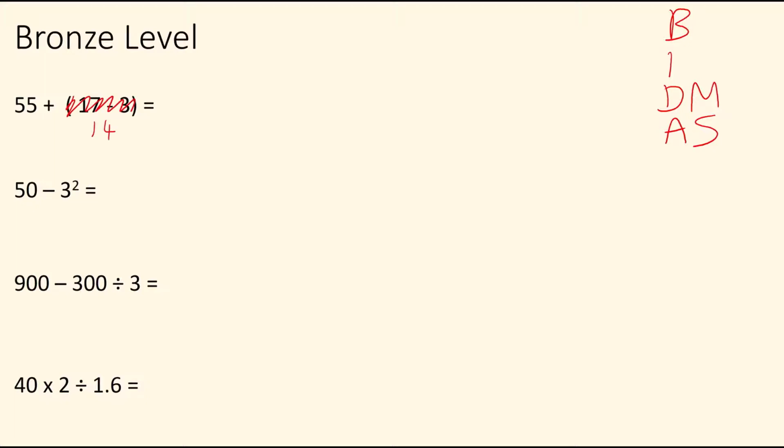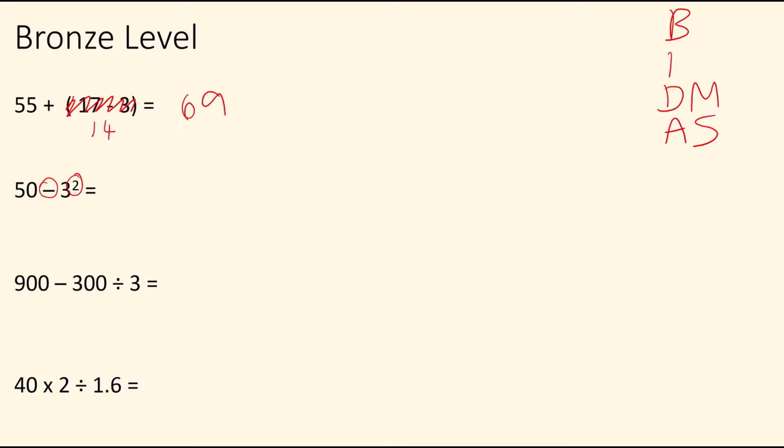I wouldn't actually scribble it out like that for things like assessments. I'm just trying to move it out of the way to make it easier for you to see. So 55 add 14, 69. Let's take a look at the next one. So 50 take away 3 squared. What have we got? We've got a takeaway and we've got an indices. So looking over our list, I for indices comes first.